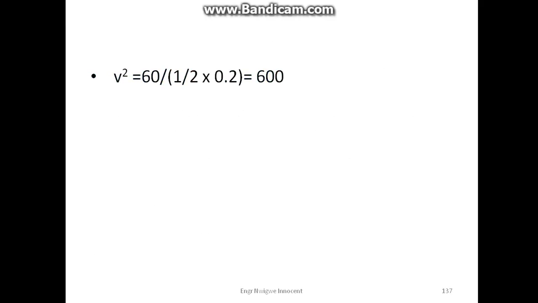Making the final velocity the subject of the formula, we have v squared is equal to 60 over half times 0.2, which will give us 600. Letting the square root cross the equality sign, we have v equal to the square root of 600, which will now give us 24.5 meters per second.